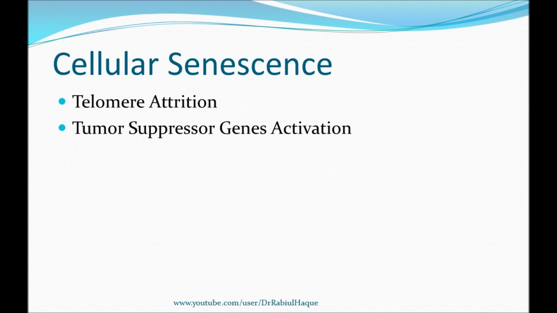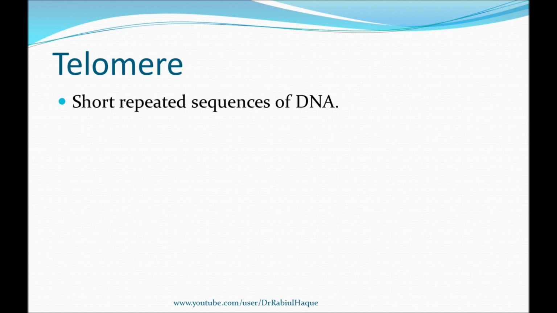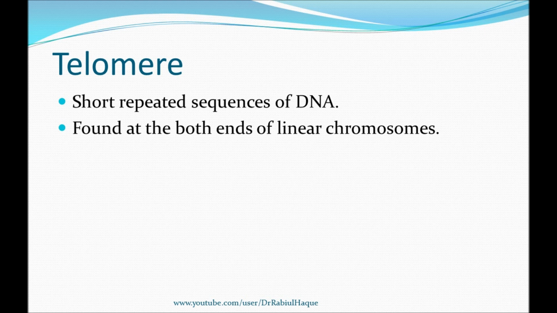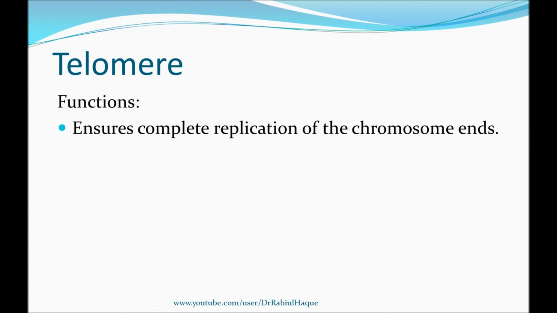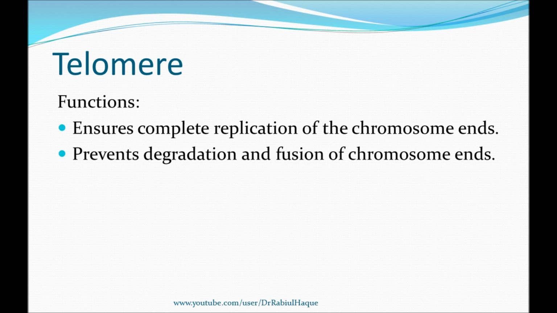So first we have to know about telomere attrition, and in order to understand telomere attrition, first we have to know what a telomere is. Always remember, telomeres are short repeated sequences of DNA. They are found at the ends of linear chromosomes. Here I am showing you an image of a chromosome. You can see on both ends of this linear chromosome we can see telomere. What is the function of telomere? The role of telomere is that it helps in ensuring complete replication of the chromosome ends, and also telomere protects the chromosome ends from degradation and fusion. So telomere is very important for cell division and replication.